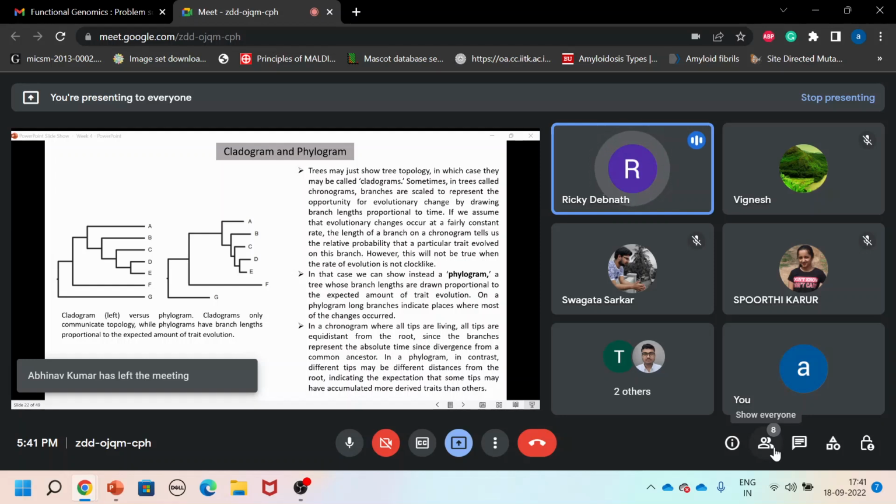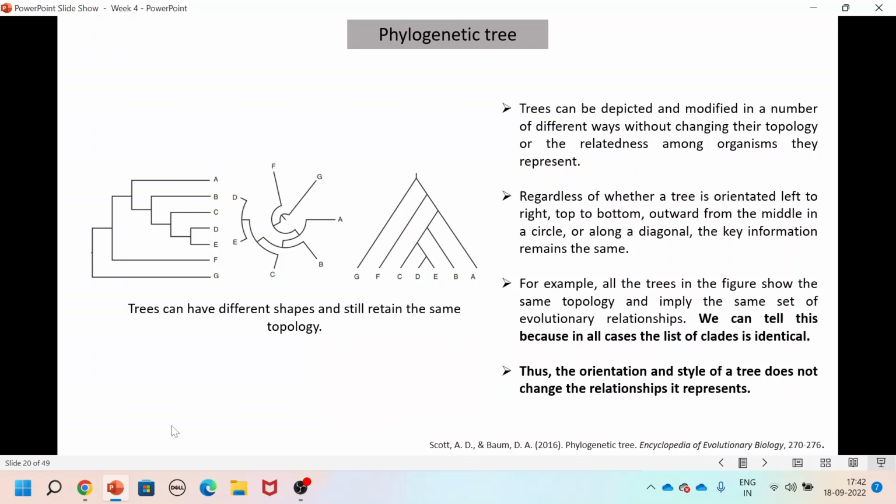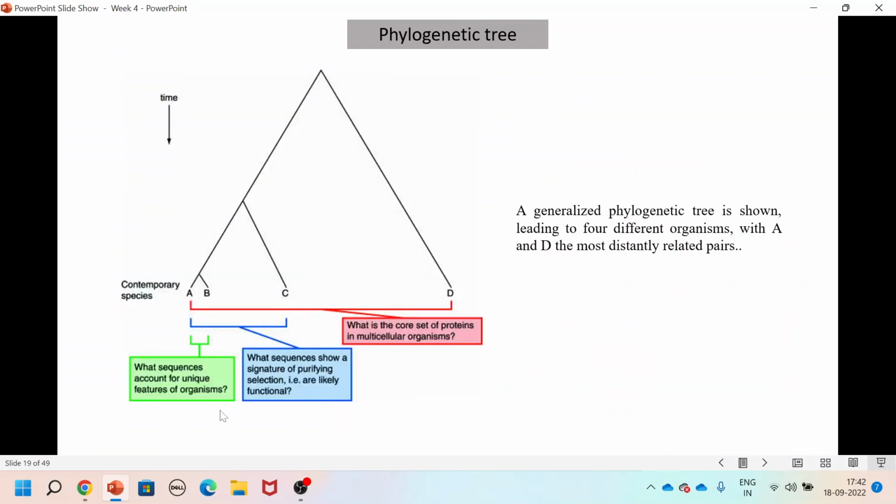Can you please present the previous figure, and one more time repeat the closeness and the distant relatedness using this? Yes, this simple diagram. Okay.